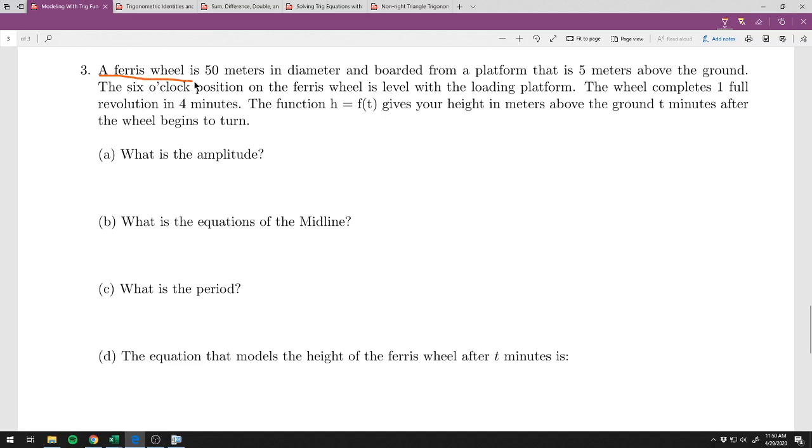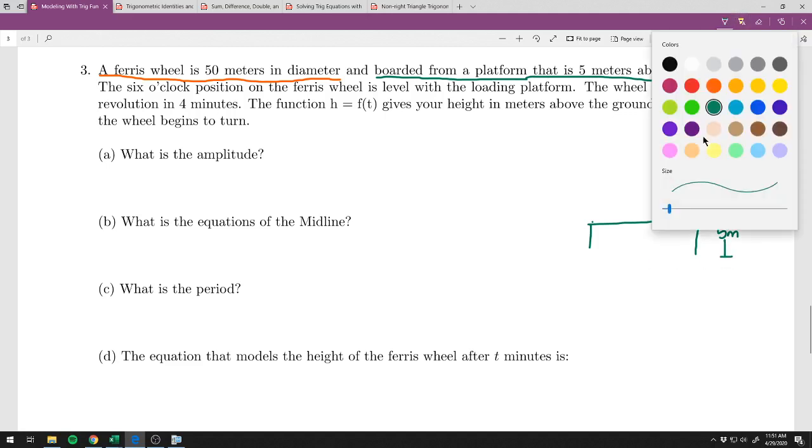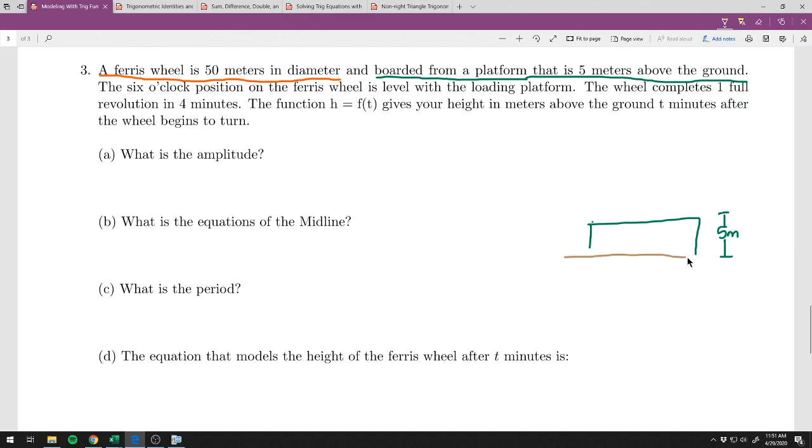All right, so we have a few things here. We're told a Ferris wheel is 50 meters in diameter. Pretty much anytime you're working a math problem, anytime you see numbers, that's going to be important. And it's boarded from a platform that is 5 meters above the ground. All right, so I'm going to go ahead and just draw this sort of picture out. It'll help explain what some of our answers are here. So we got this platform that is 5 meters above the ground. Right, so that is the ground here, and there's our platform.